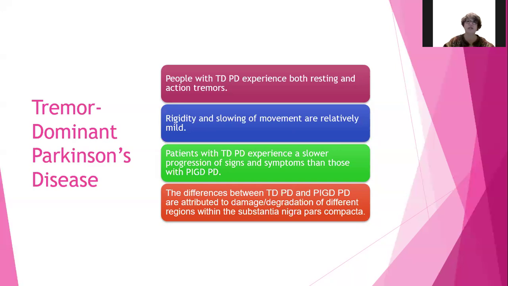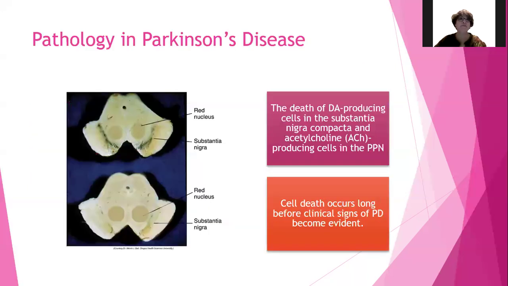The differences between tremor dominant and akinetic are attributed to damage or degradation of different regions within the substantia nigra pars compacta, which is where the dopaminergic cells reside. So when different areas are damaged, it has different effects. Makes sense to me. The pathology in Parkinson's disease is the death of dopamine producing cells in the substantia nigra pars compacta and acetylcholine producing cells in the pedunculopontine nucleus.